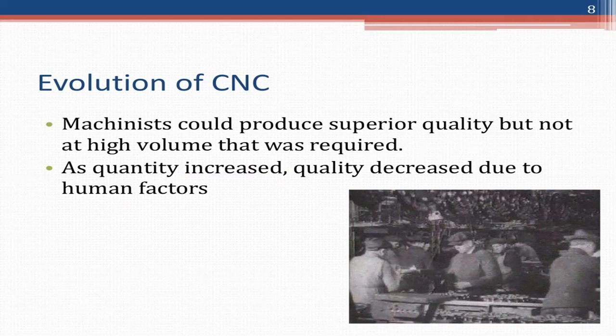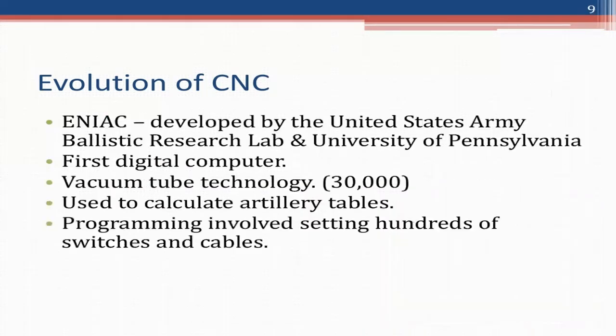In this slide, we can see the quantity. The quantity is increased, but the quality is decreased because of the human factor. If a man is involved in the operation, he can produce quantity, but the quality will be decreased. So we are going for a CNC.